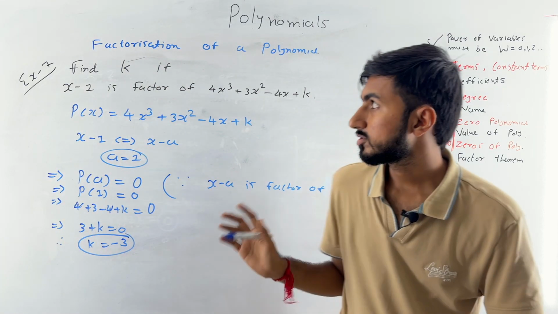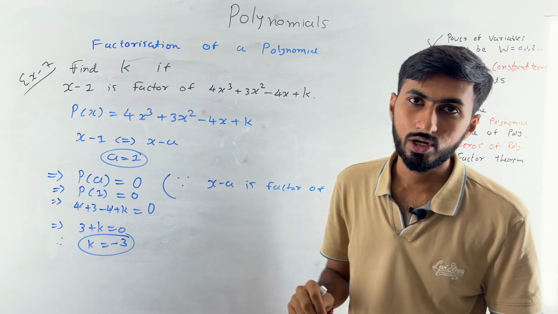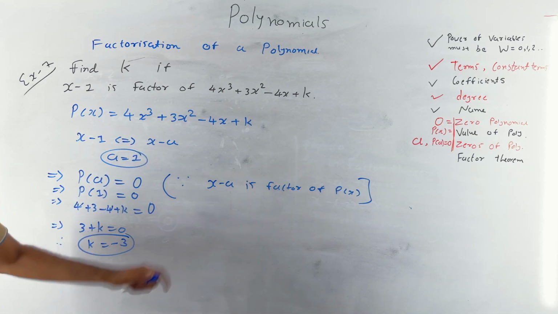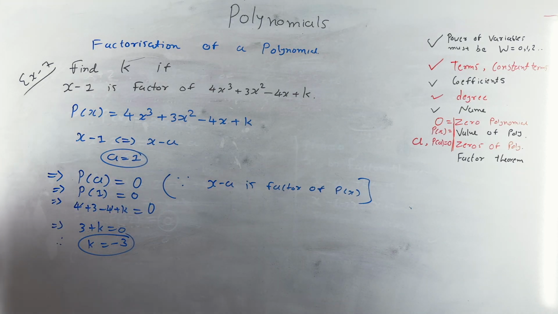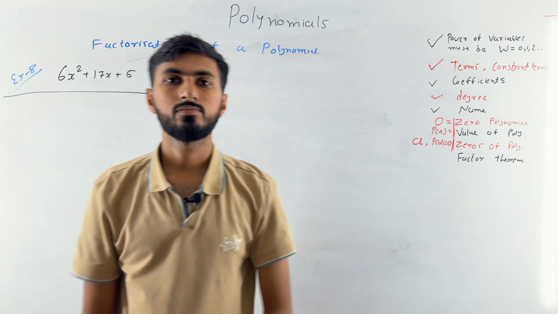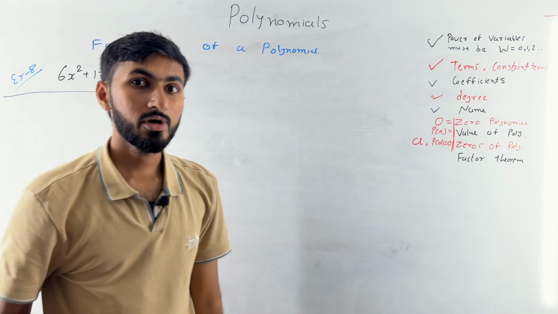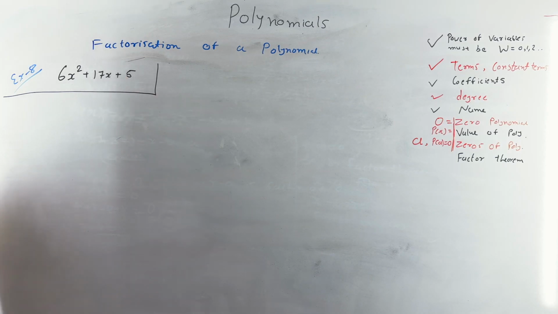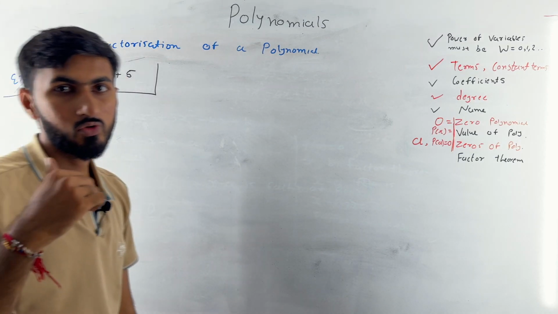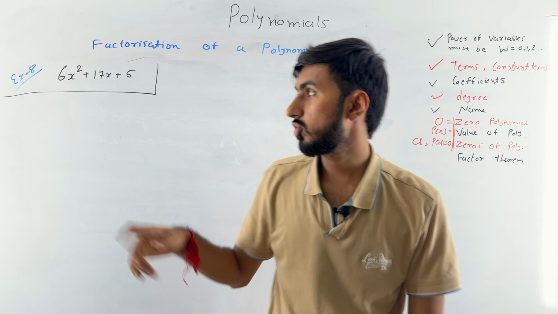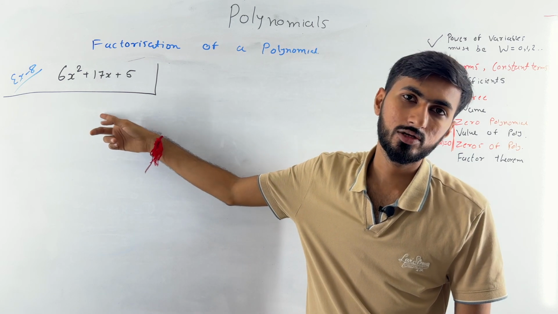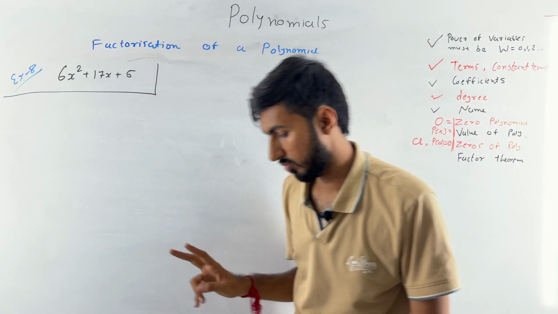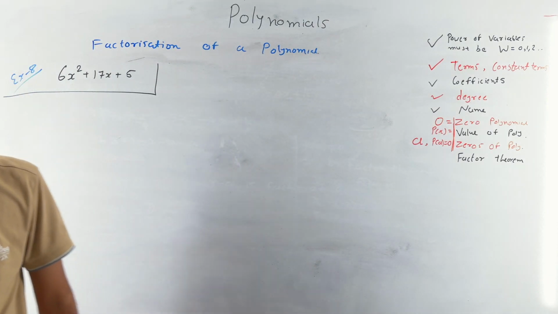This type of question is very useful and it must come in your exam, right? So you just have to learn the process, then it will be very easy for you. Now we will see example number 8. In example number 8, we have this polynomial 6x square plus 17x plus 5, and the question is I have to find the factors of this polynomial by the factor theorem and by splitting the middle term, right? I have to use both methods to find the factors of this polynomial.